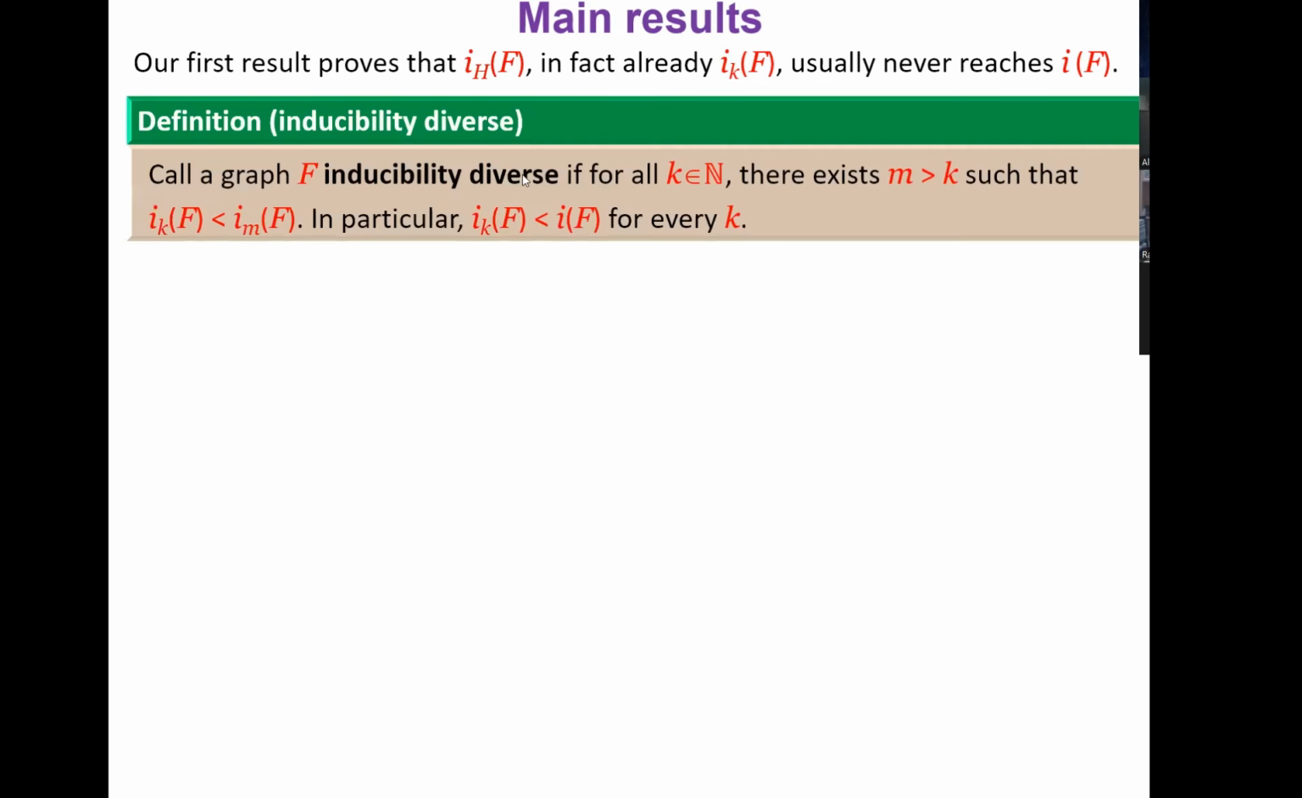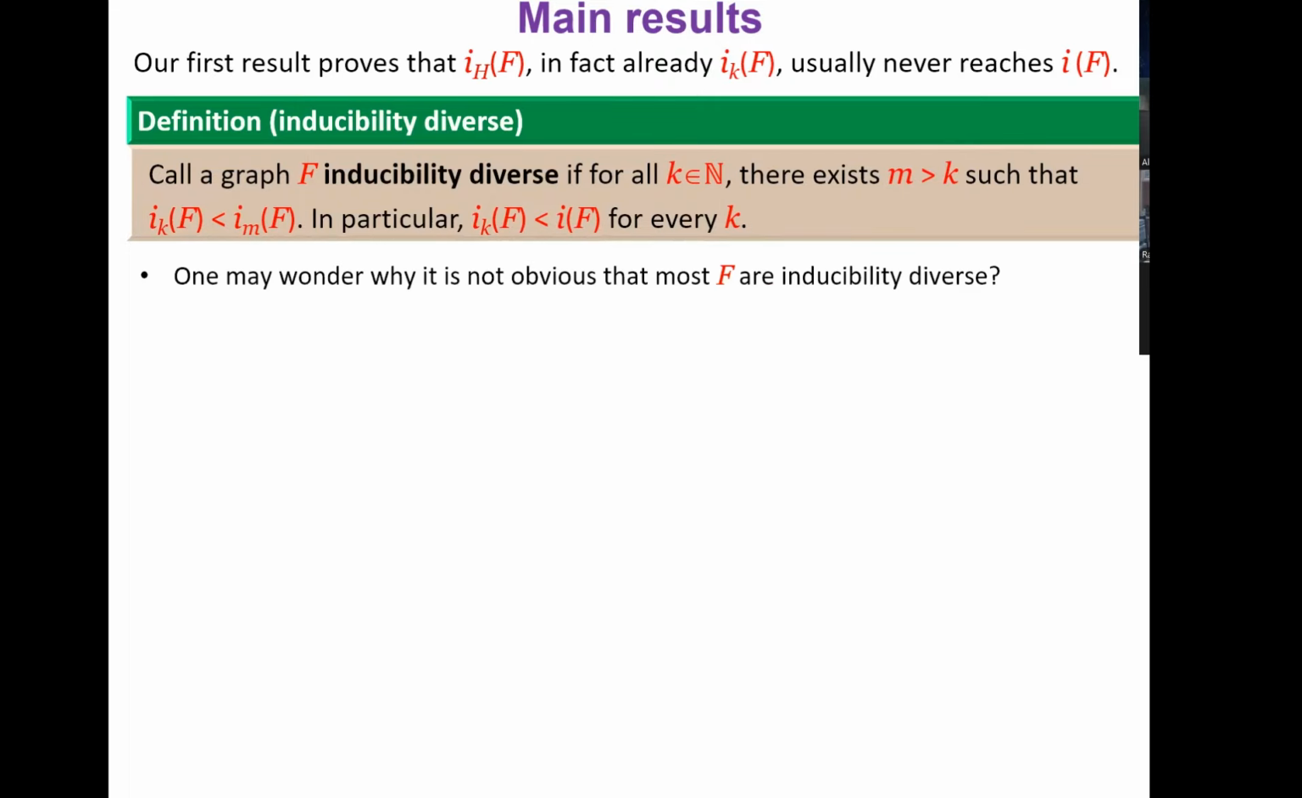So let me give a definition. We say that a graph is inducibility diverse if any limitation you put on your host graph, you will not be able to get the inducibility. Namely, for every K that you give me, I_K^F is less than the true inducibility. Not allowing K_K limits you.